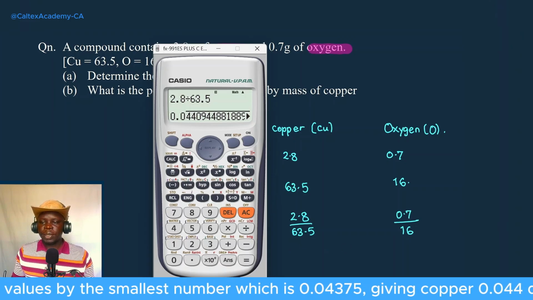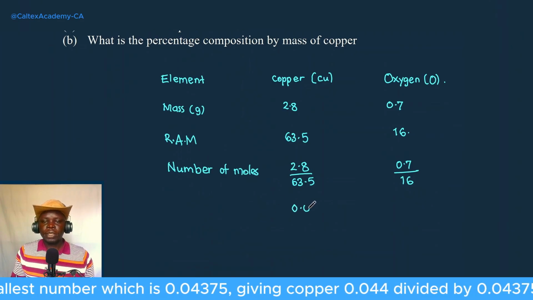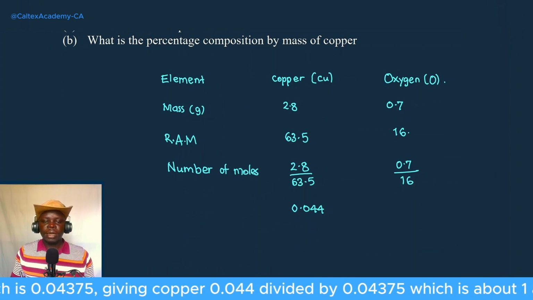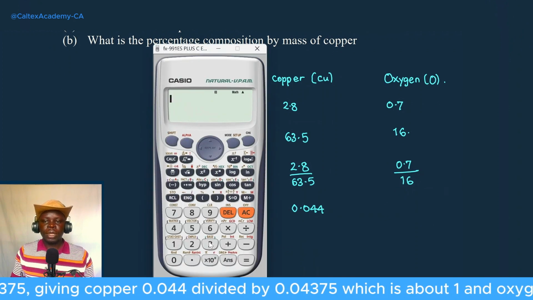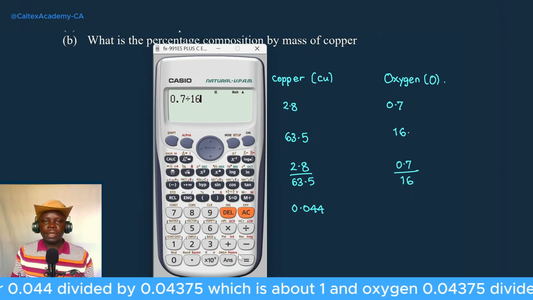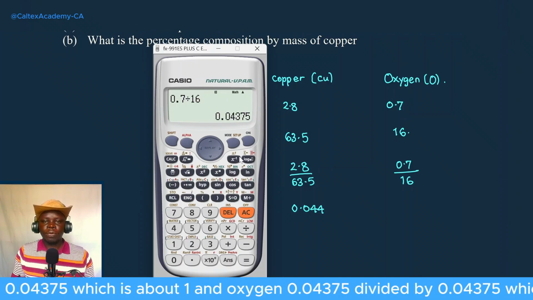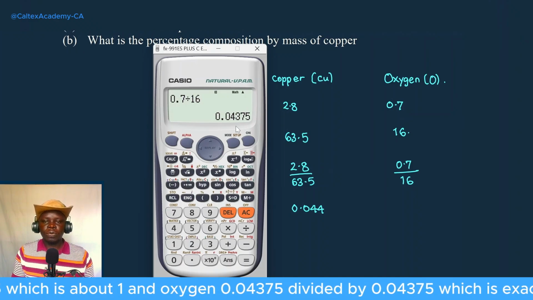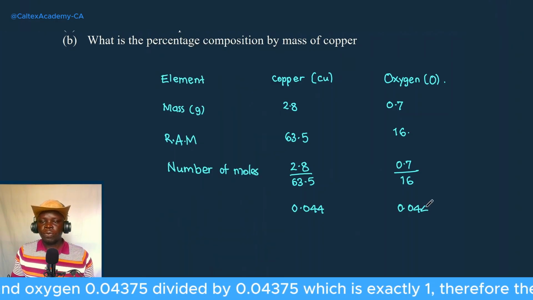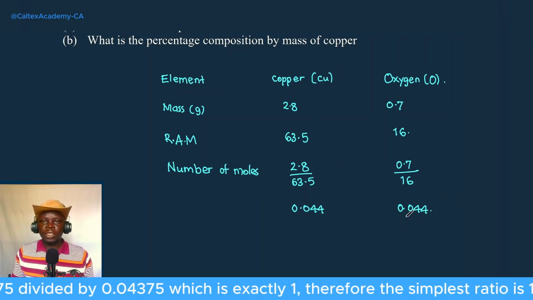So let's get some space and give our solution there. This is 0.044. And let's do the same for the next element here, that is oxygen. So we have 0.7 divided by 16, and our result is 0.04375. We can also round to 3 decimal places to 0.044. So we have here 0.044. And since they're the same number of moles, then this one will reduce down to 1.